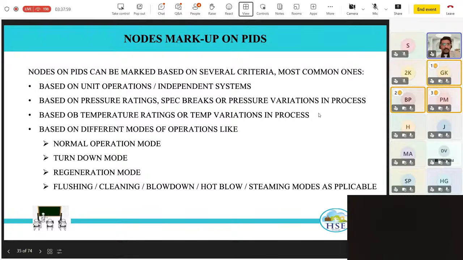Again, you can base them upon temperature ratings or temperature variations in the process, or on different modes of operation, like normal operation mode, turn down mode, regeneration mode, flushing, cleaning, blowdown, hot blow, steaming modes as applicable. So these are different modes where you can provide your nodes based on these different parameters.